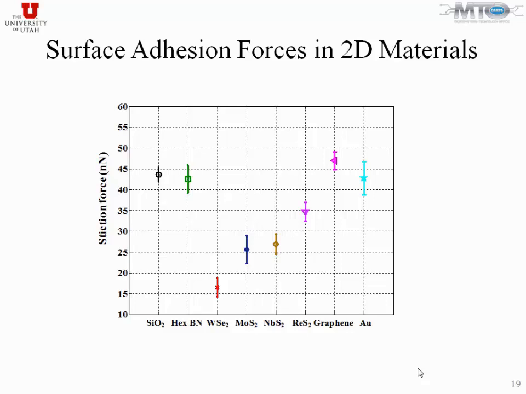So what I want to do now is to ask myself, if metals have these problems, and larger stiction force means larger particulate generation and attraction to the surface, which cause lots of reliability problems, what other materials can one use? And 2D materials have become of interest.